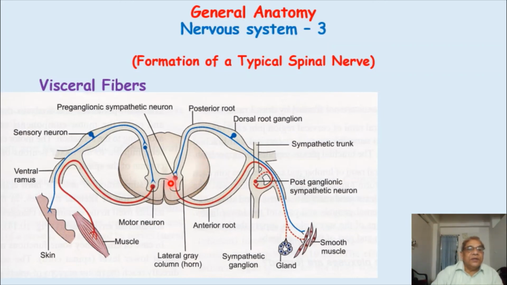Now I think this completes the formation of the typical spinal nerve. As I said, there are 31 pairs, 31 on the right side and left side, and each spinal nerve on either side consists of motor and sensory fibers. Motor and sensory fibers for the somatic division of the nervous system, and motor and sensory components for the autonomic division of the nervous system, or visceral division.